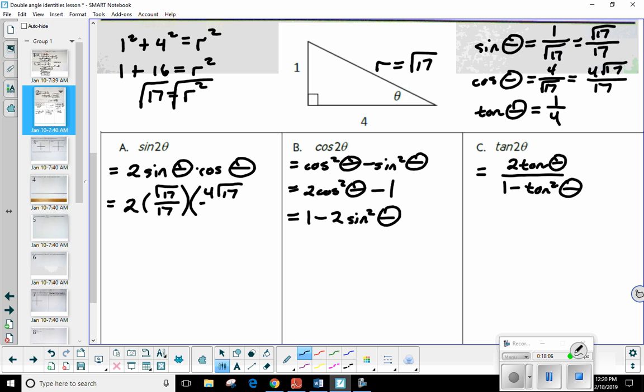4 times the square root of 17 over 17, right? See, it's just like the sum and difference. You're just substituting in the correct ratio. And now I just want to simplify that. Okay.